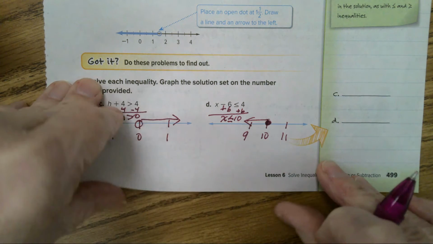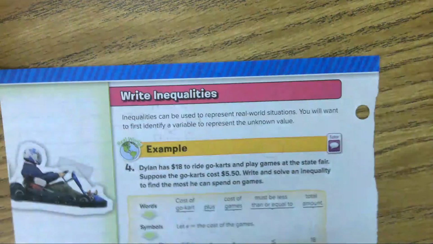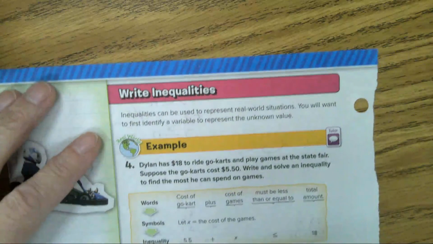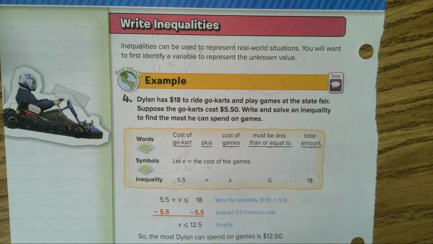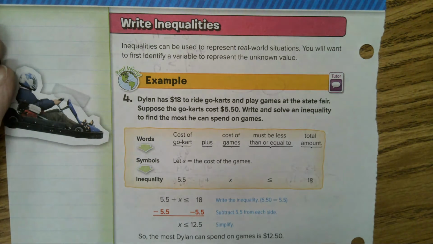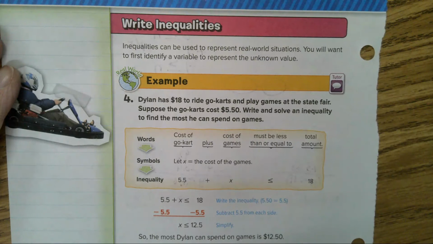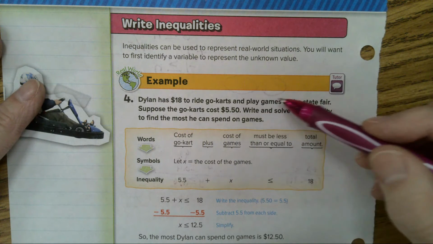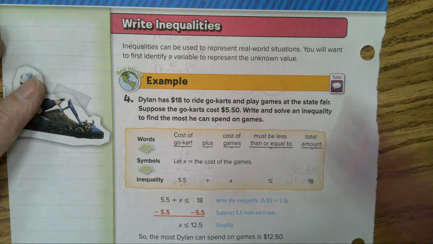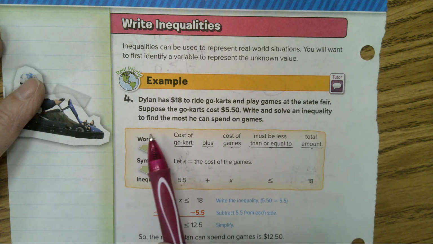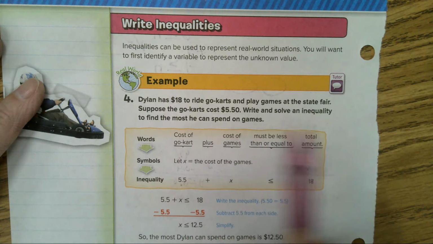Okay, let's go to example 4. And in example 4, it says, inequalities can be used to represent real-world situations. Now we have the word problems. You will want to first identify a variable to represent the unknown value. Dylan has $18 to ride go-karts and play games at the state fair. Suppose the go-karts cost $5.50. Write and solve an inequality to find the most he can spend on games.